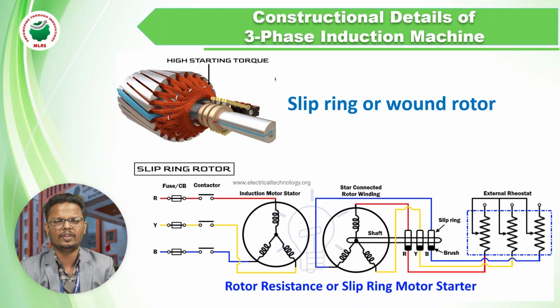And here the rotor winding is connected to the slip rings, and these slip rings can be connected to external resistance to increase the starting torque. In the squirrel cage induction motor, we didn't have a chance of adding extra resistance, but in the slip ring induction motor we can add extra resistance from the slip rings. By adding extra resistance, the starting torque will be improved. So wherever we require high starting torque, we can use the slip ring induction motor, for example in cranes.